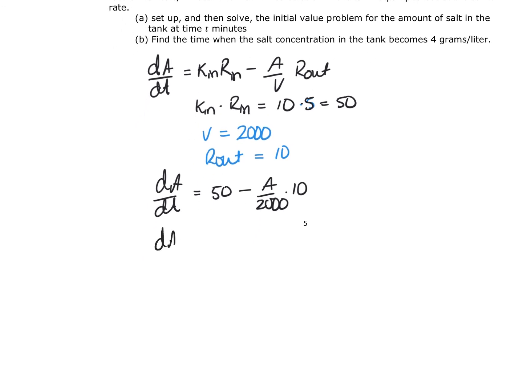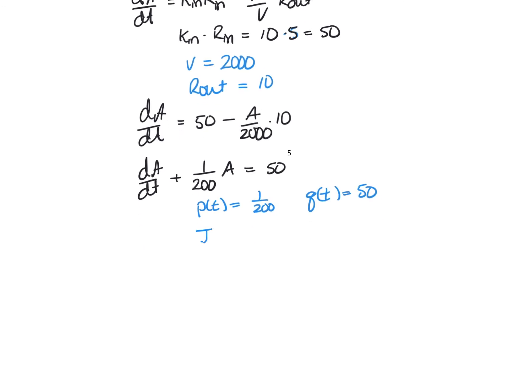Rearranging, because I want this to be linear, I have dA/dt plus 1/200 A is equal to 50. Now, a good choice for P(t) is 1/200. Q(t) is equal to 50. That means I(t), my integrating factor, is going to be e raised to the integration of 1/200 dt, which is e raised to 1/200 multiplied by t.